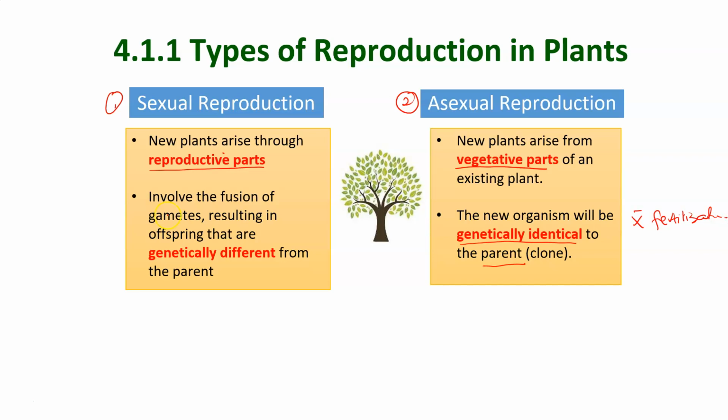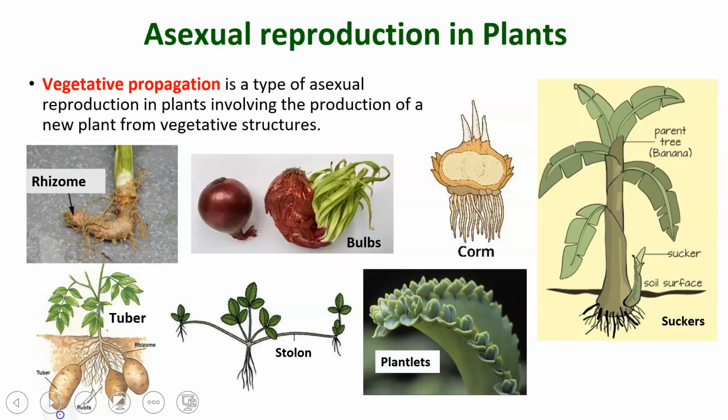As for sexual reproduction, it involves fusion of gametes between sperm in the pollen grain and also eggs. This produces seeds, and when you plant the seeds, they become offspring, and the offspring produced will be genetically different from parents. Even from one plant to another plant, the features might be different also. So that is sexual and asexual reproduction in plants. Now we're going to go through asexual reproduction in plants first.